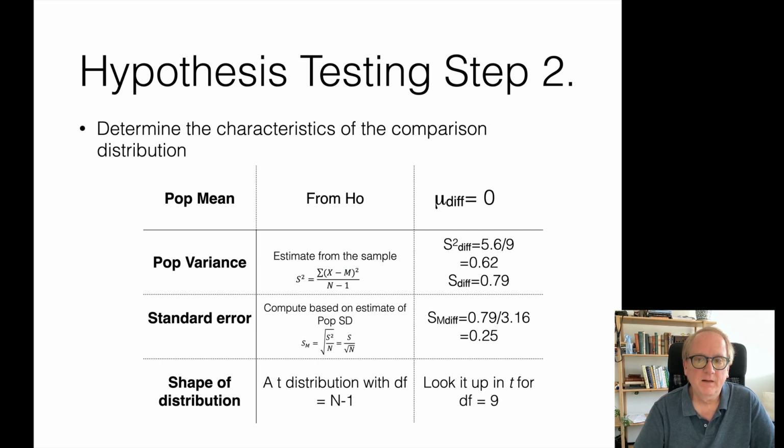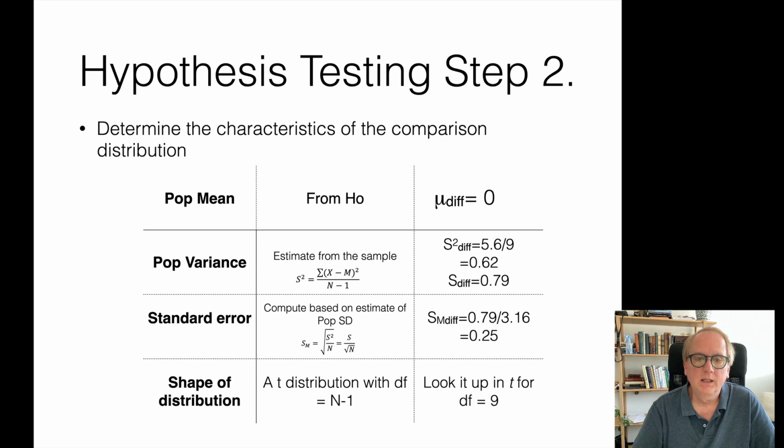But I want the standard error of that comparison distribution. I want to know the standard deviation of the distribution of means for this kind of t distribution. So in order to do that, I have to find an estimate of it. I'm going to take my estimate by taking the s-diff, 0.79, and dividing it by the square root of n. Again, the n here is the full 10 people that I have. So 0.79 divided by the square root of 10, which is 3.16, gives me an estimate of the standard error of 0.25. So there's my S_M of those difference scores, 0.25.